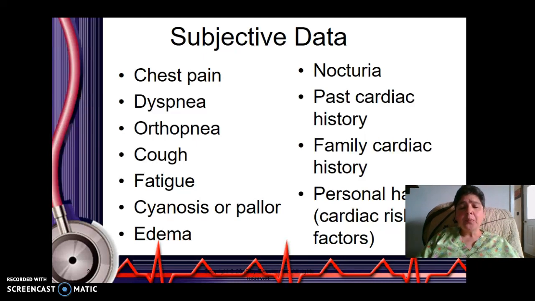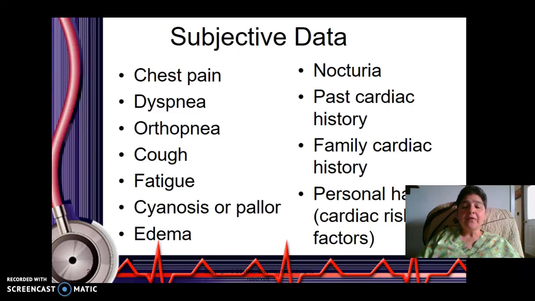Orthopnea, this is where a person has more difficulty breathing laying down than they do sitting up. So orthopnea is the need to sit up in order to breathe better. And that's not a normal finding with anybody. So we need to ask more questions about that.